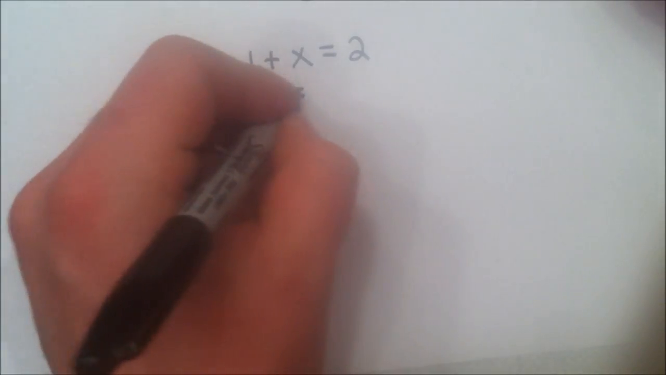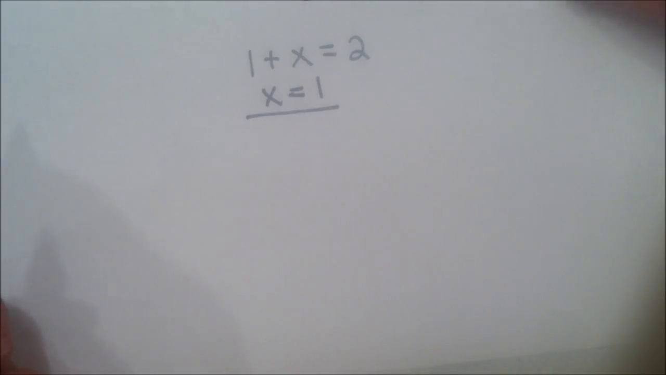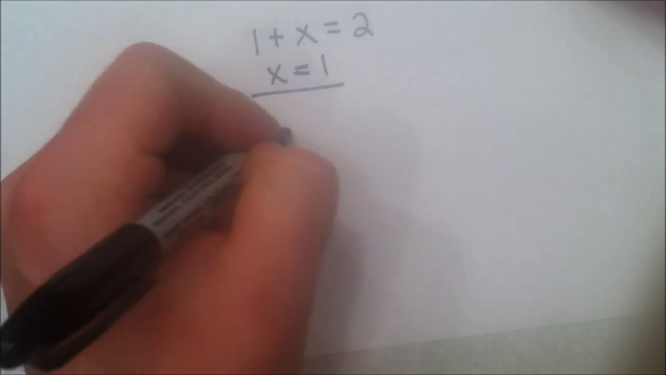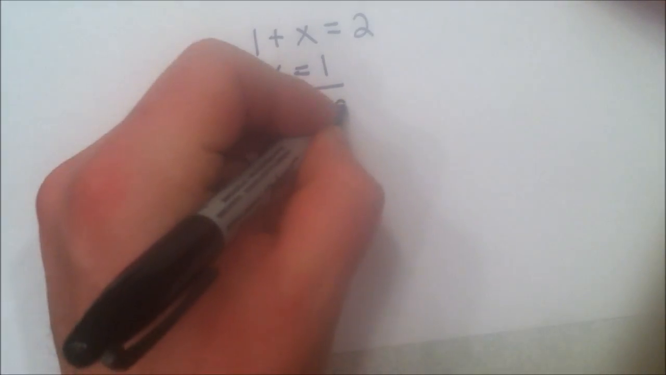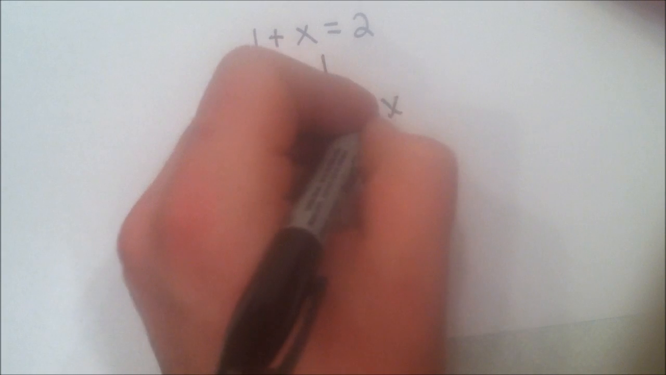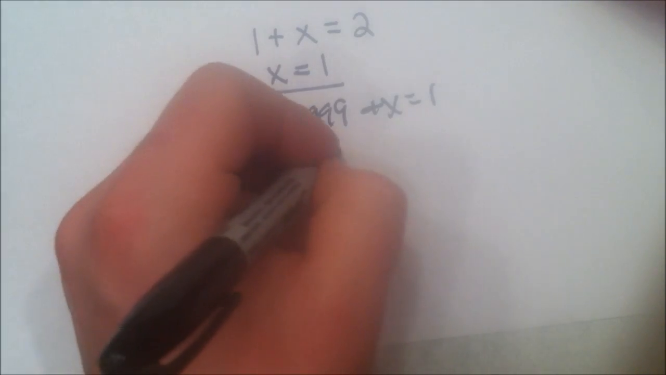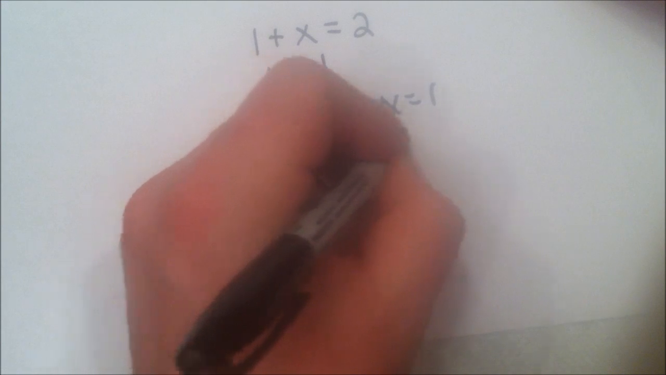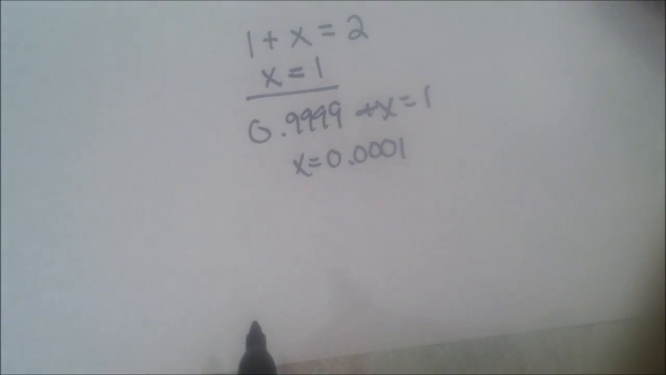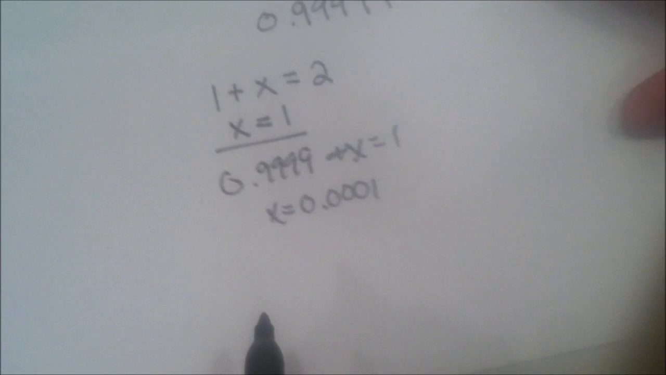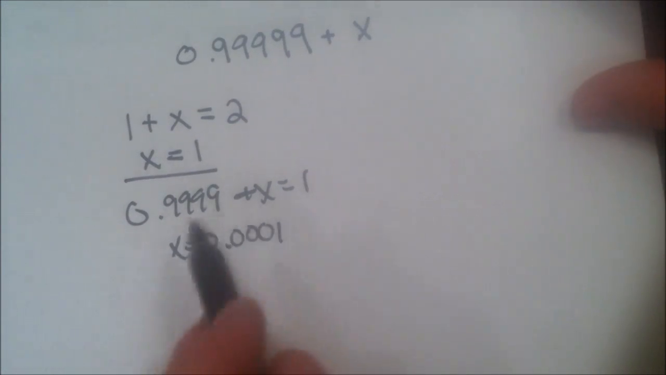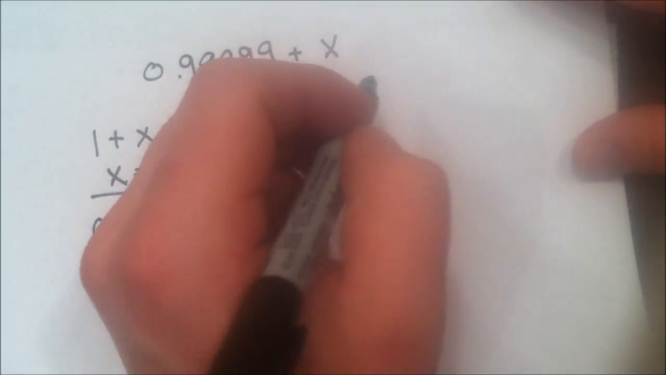And how we can show this intuitively is that 1 plus x equals 2. And we know we can solve this with x equals 1. If we do 0.9999 plus x equals 1, we can find a solution for x, and that is 0.0001. And then our equation holds true. But let's try it with not a finite number of 9's and go infinite.